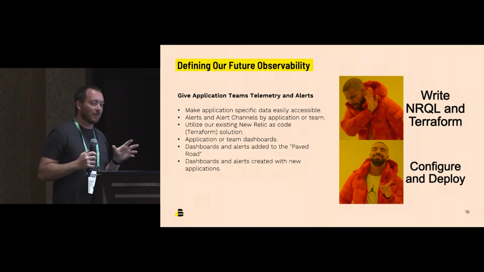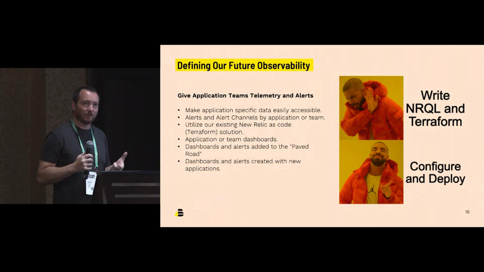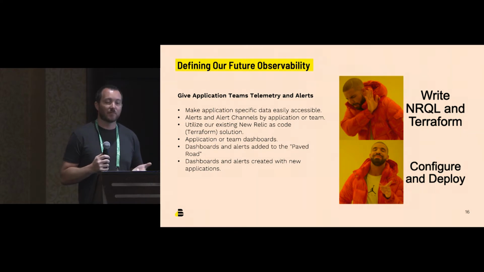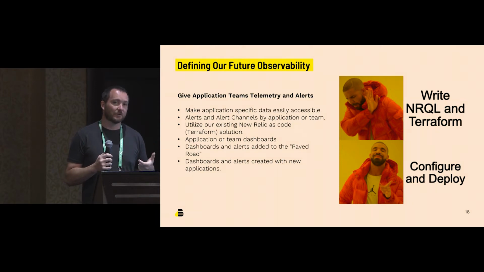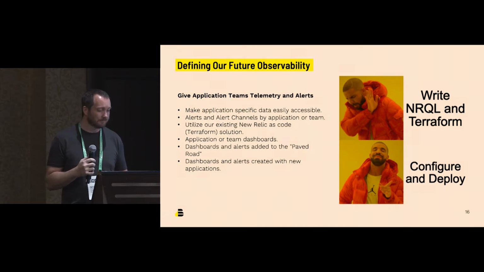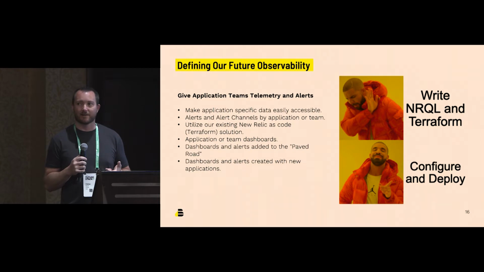So we knew what we wanted, right? We wanted to separate out the telemetry data that we're getting by application so our teams could easily find it. We wanted the same thing for our alerts. So once we have that data inside of the telemetry, then we can also extract that for alert policies. We knew we needed to bake it in using our New Relic as code solution where we use Terraform. And all the teams need dashboards. And we want those dashboards added into the paved road.